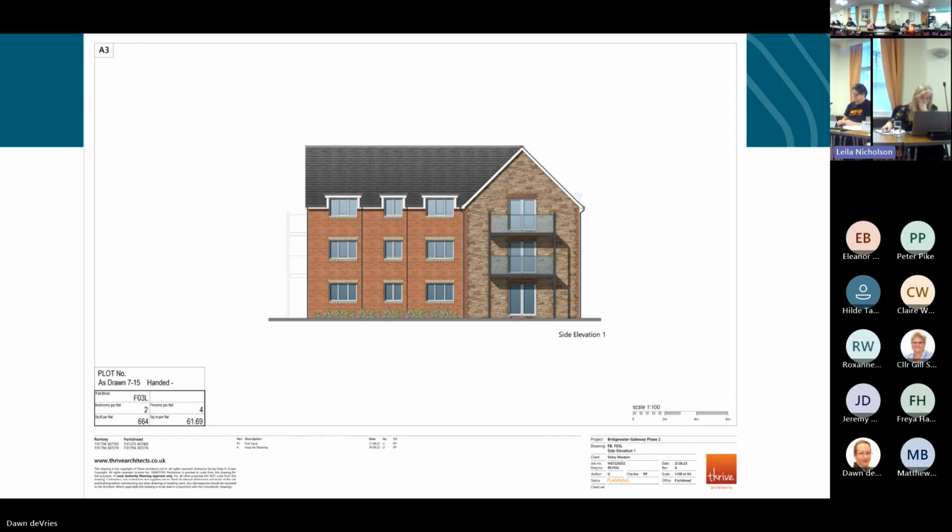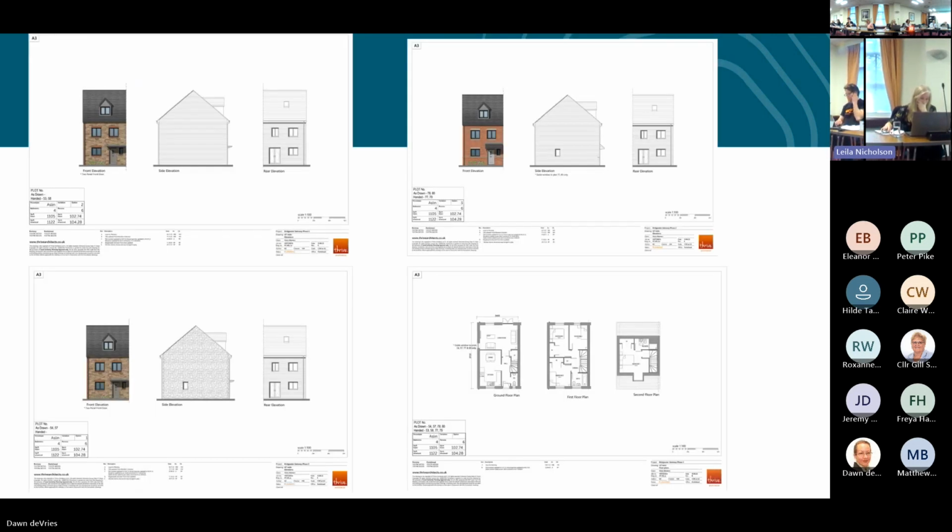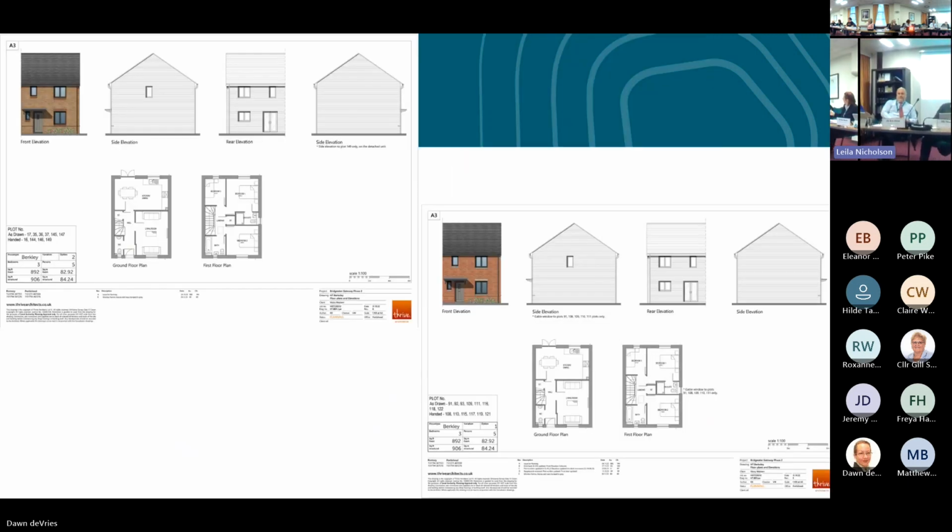So a nice mix of materials and detailing. And then just going through the house types, this is one particular house type here that is then varied with different materials, just for the sake of variety. And that's a common theme. They're very traditional house types. And then each house type is then varied with this buff or red brick, as with this one here.